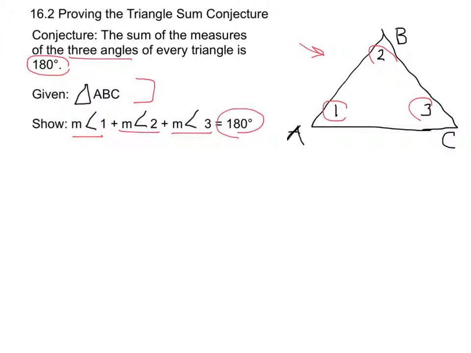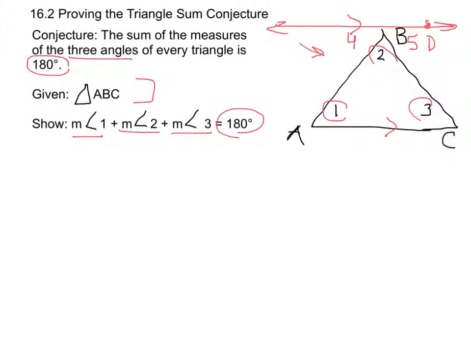We've identified what we're looking for, and we need to make a plan for how to tackle this proof. So if we draw this line here and call it line BD, we can put point D here and have it be parallel to segment AC. And then we have angles 4 and 5 up here.